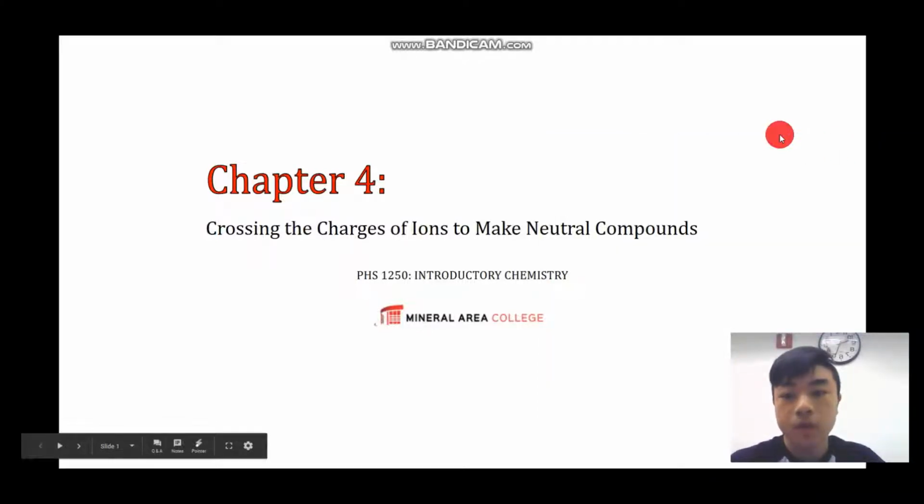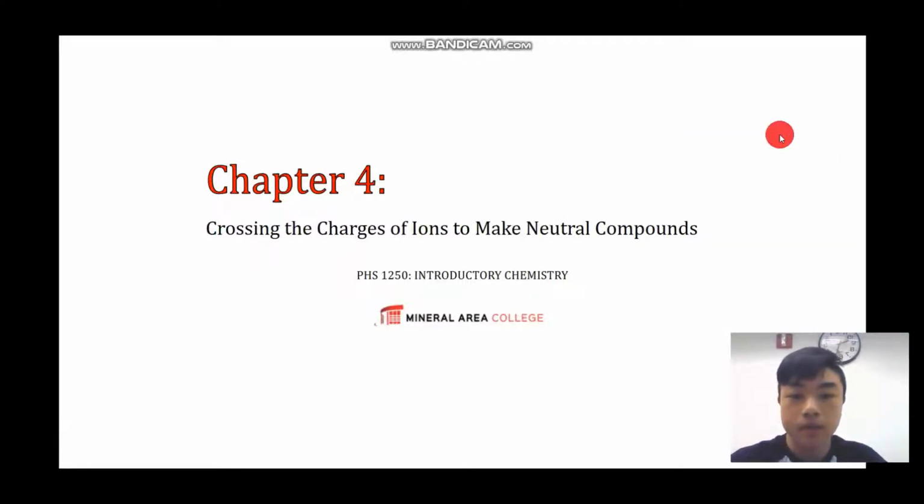This is Chapter 4, Crossing the Charges of Ions to Make Neutral Compounds, Introductory Chemistry at Mineral Area College.